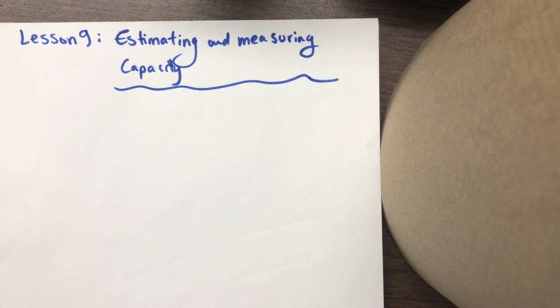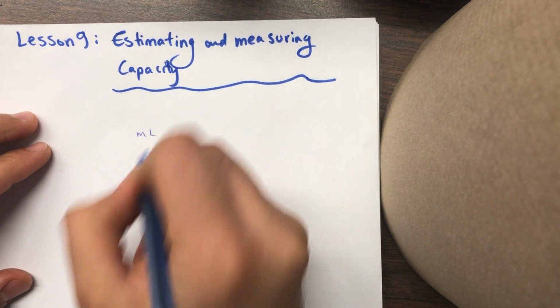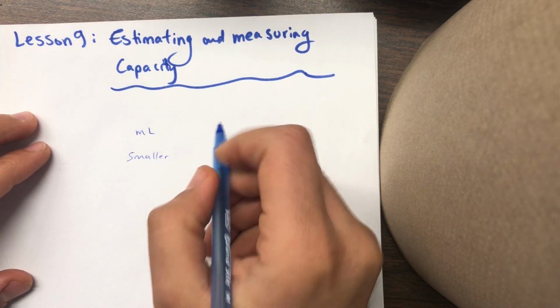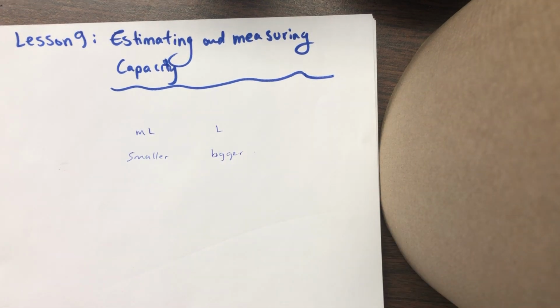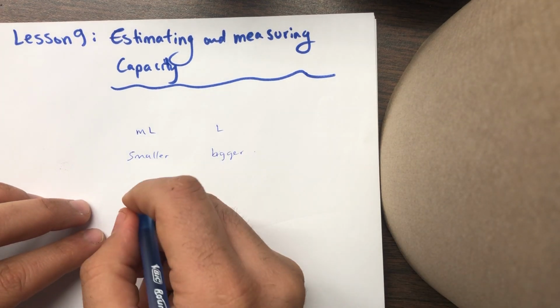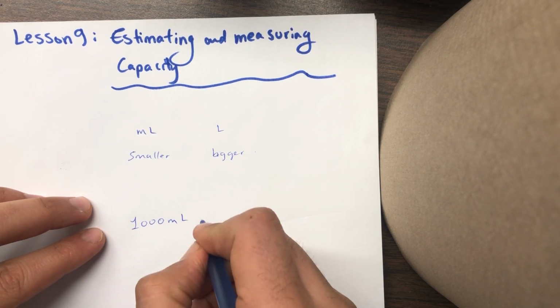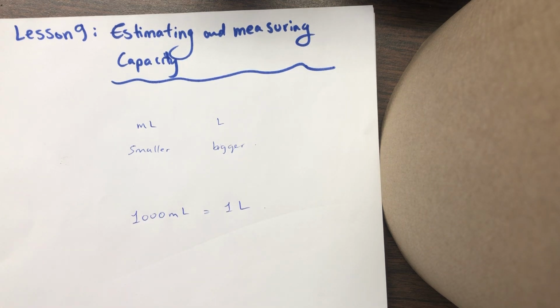Today's lesson is estimating and measuring capacity. Again, for measuring capacity, we've been talking about milliliters and liters. Milliliters are to measure smaller things, and liters are to measure bigger things. So the conversion is 1,000 milliliters is equal to 1 liter.